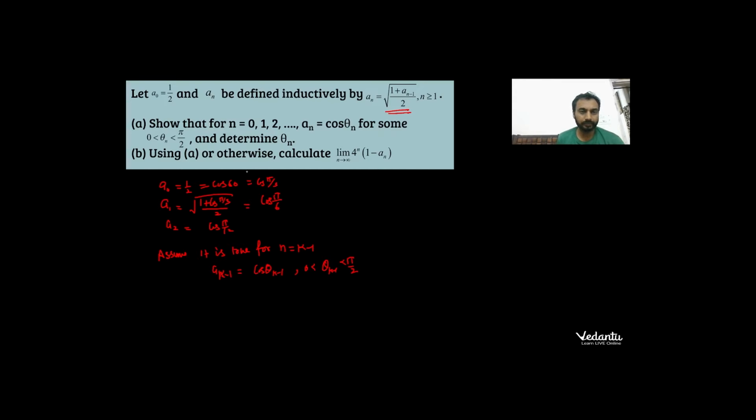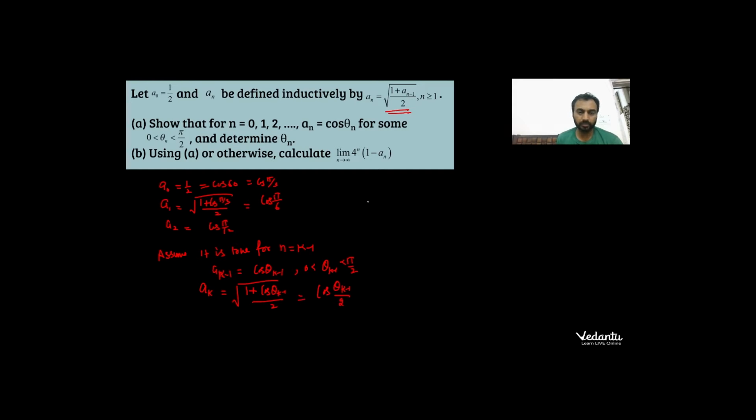Now the next thing is, if we see ak, then ak will be equal to root of (1 plus a k minus 1) by 2, that is (1 plus cos of theta k minus 1) by 2, which becomes 2 cos squared of theta k minus 1 by 2, and after the square root, what we get is cos of theta k minus 1 by 2.